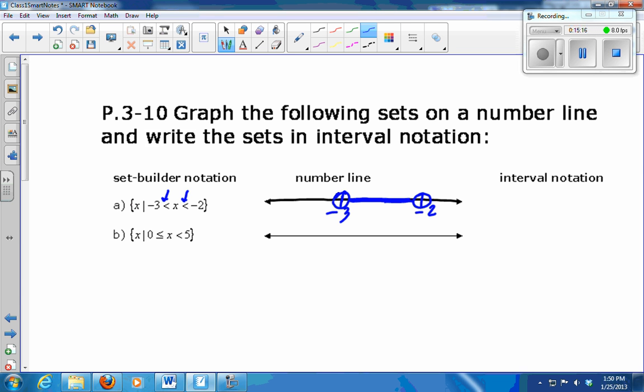And then this one, the set of all x such that 0 is smaller than or equal to x, which in turn is smaller than 5. So I'm going to put 0 and 5 on my number line. 0 is smaller than or equal to x, so I can include the 0. x is bigger than that, but smaller than 5. So all these numbers in here are included, but not the 5 itself.